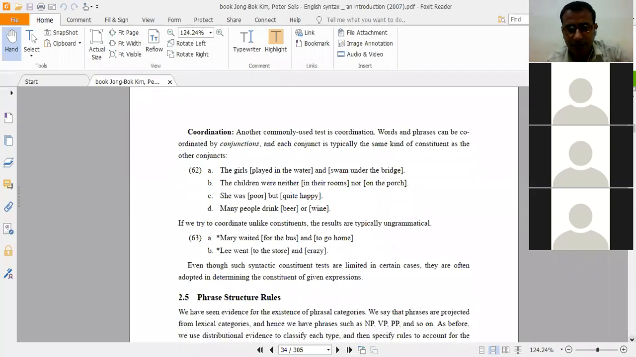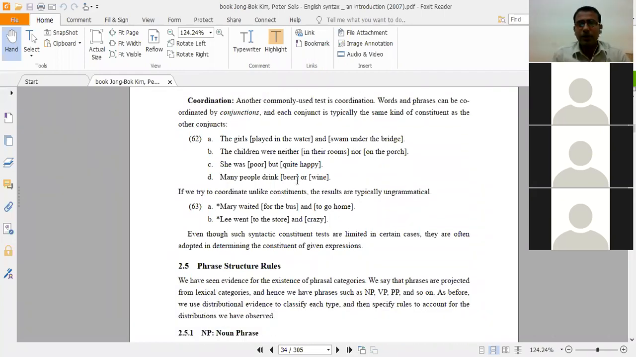Coordination, the next kind of thing that we are going to talk about, is called coordination. So what is coordination? Do you have any idea? First of all, you should explain what is meant by coordination.